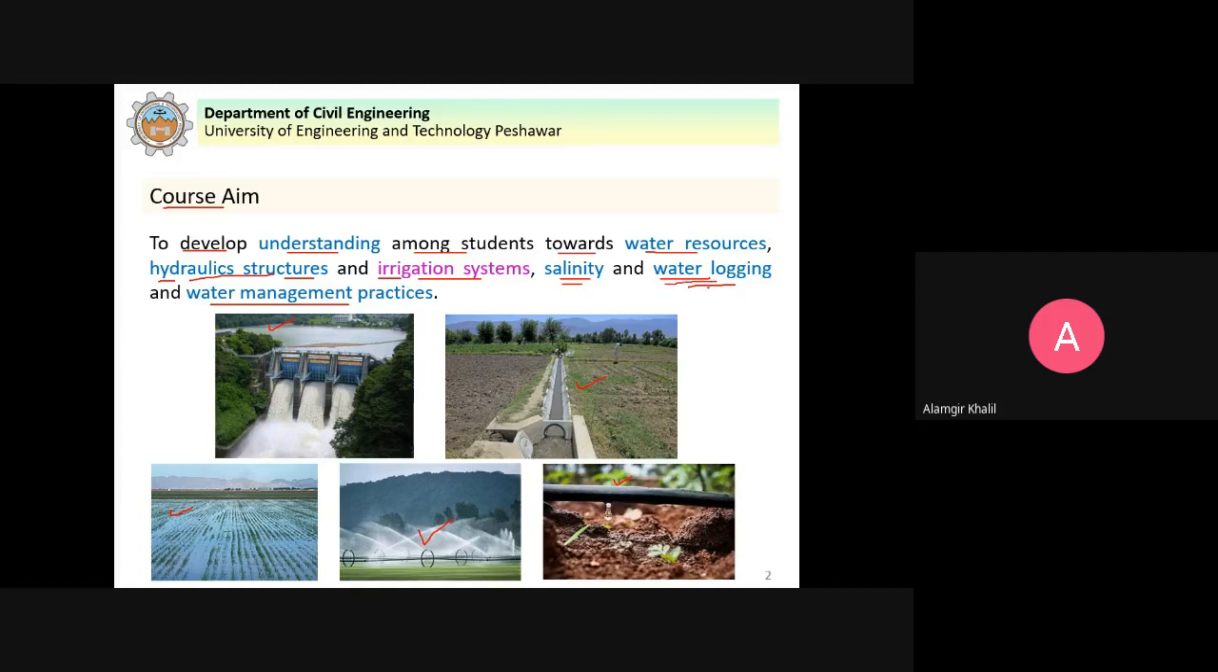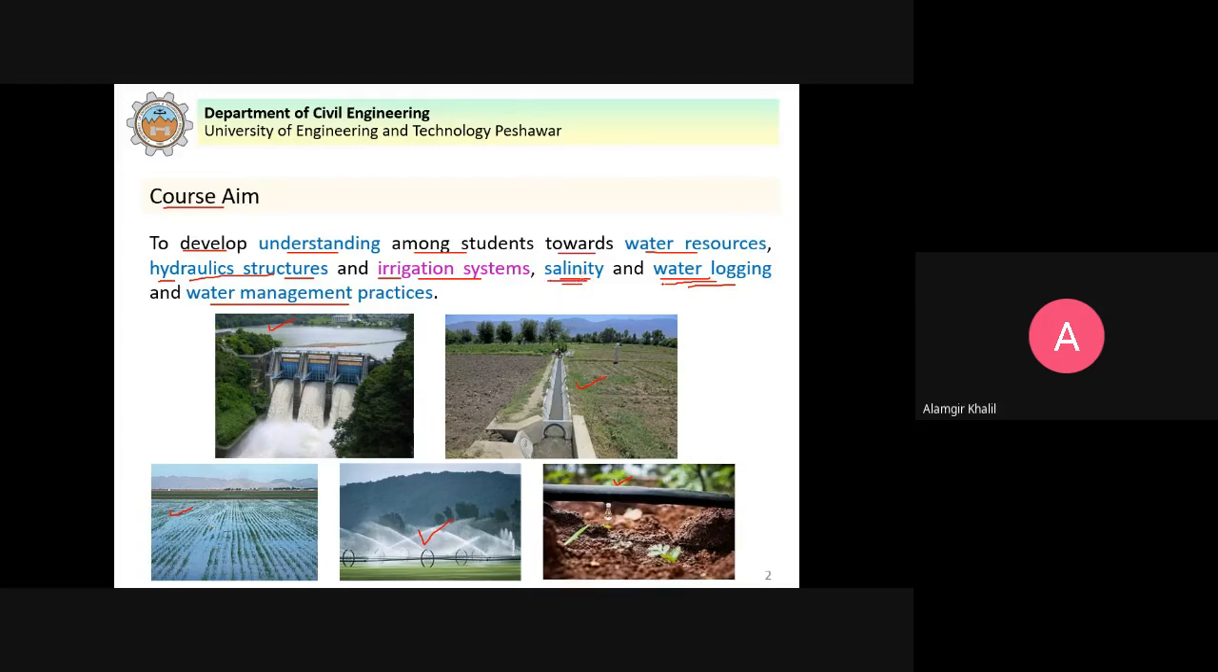And when the water table rises near the surface and comes to the root zone, it also brings the salts from the soil and makes the land surface not productive for agricultural growth. So this is known as salinity.